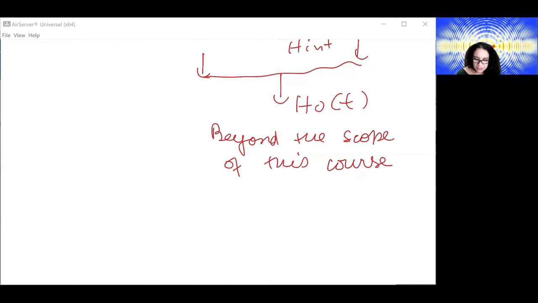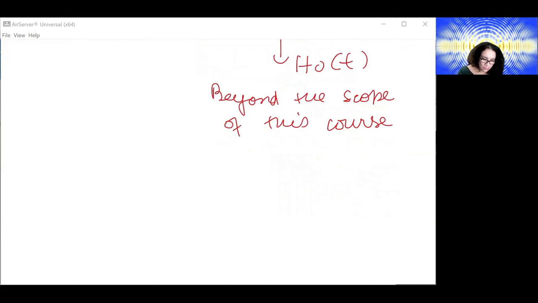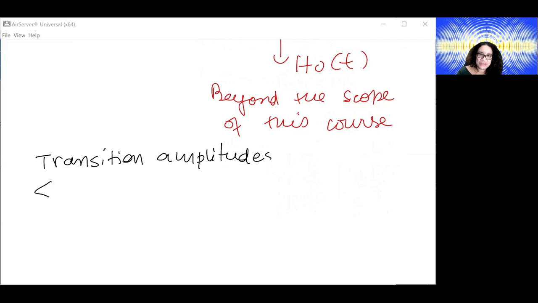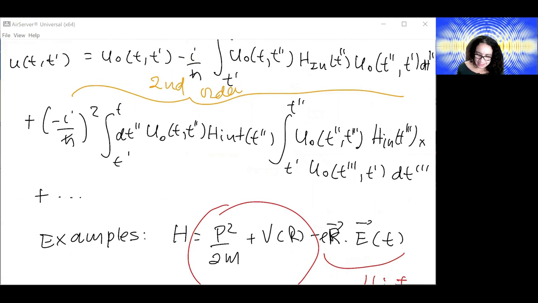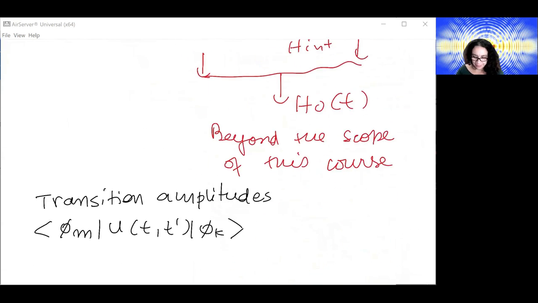And to compute transition amplitudes, you just consider that you have a final state phi m, and you propagate from phi k. And when you start to get these nested things, you have to know how you put closure relations together to take into consideration the intermediate states, which is also a bit tricky, but it is perfectly okay.